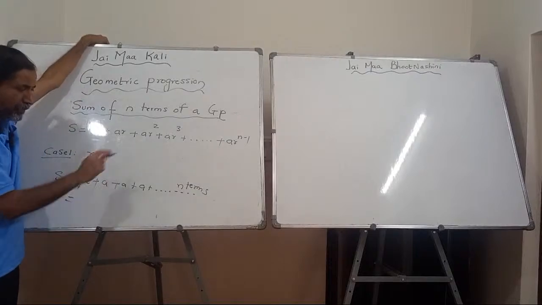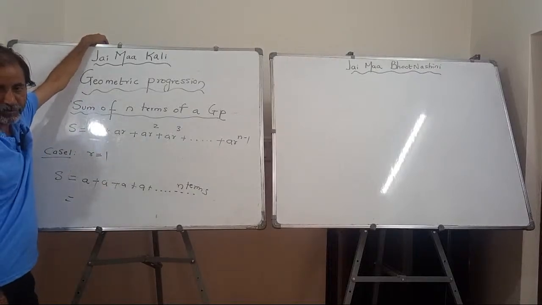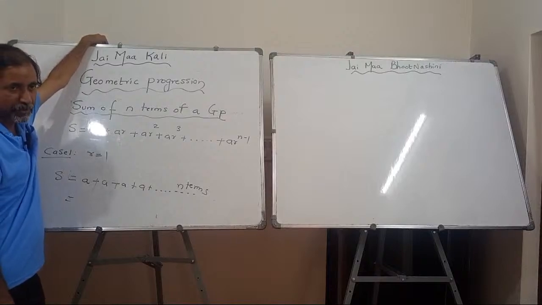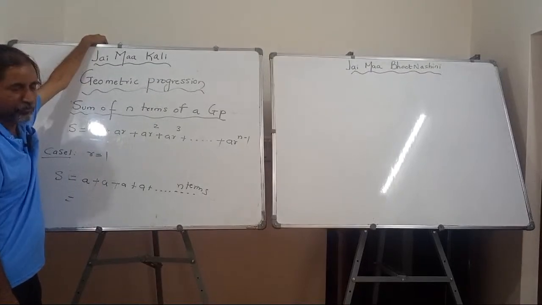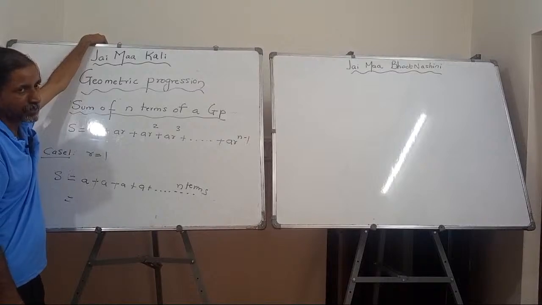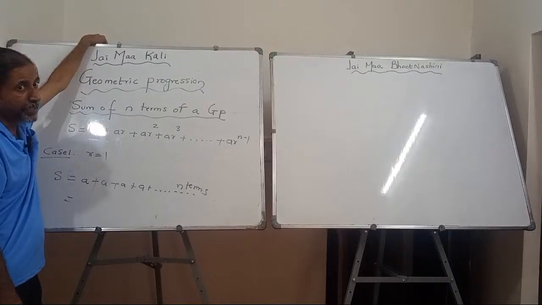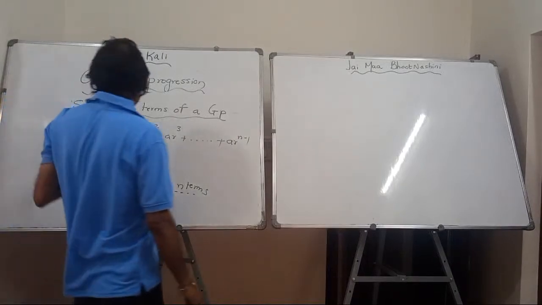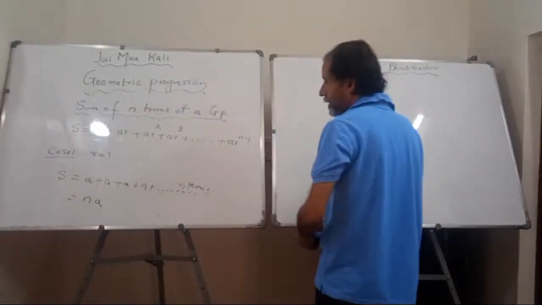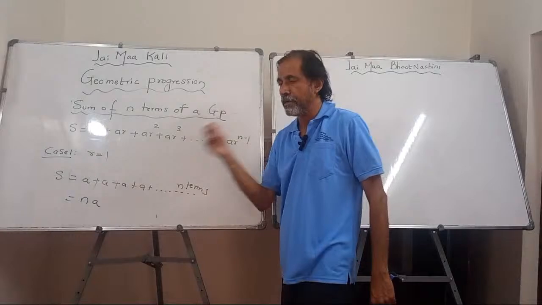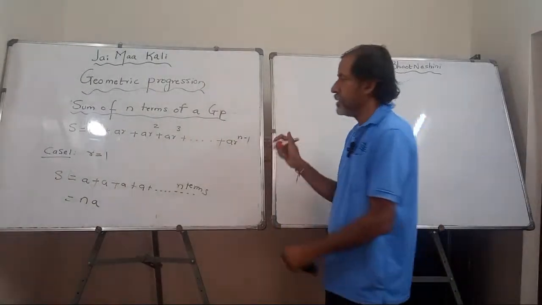So what will this be? A plus a plus a, n times. What will be a plus a plus a, 3 times? 3a. What is a plus a plus a plus a? 4a. n times, na. If the ratio is 1, the sum is n into a. If I say n is equal to 100, it will be 100 a, into the first term. That's what it is. Now case 2.